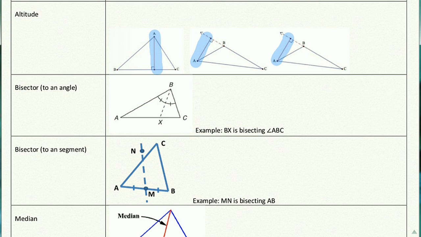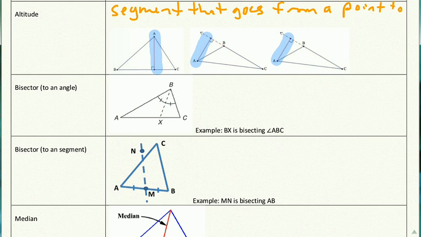So it is a segment that goes from a point to the opposite side and forms a right angle.